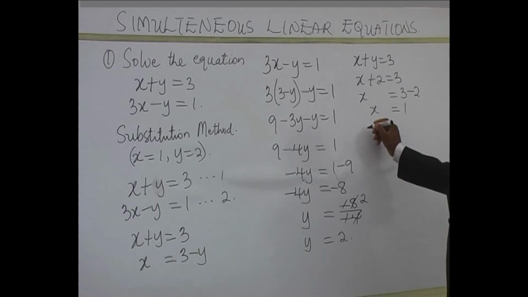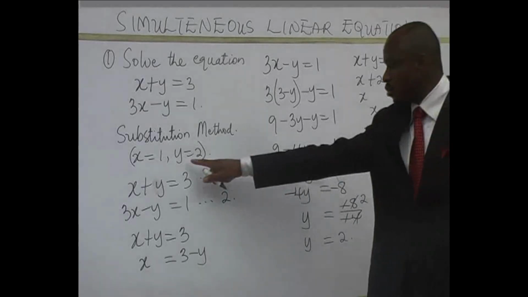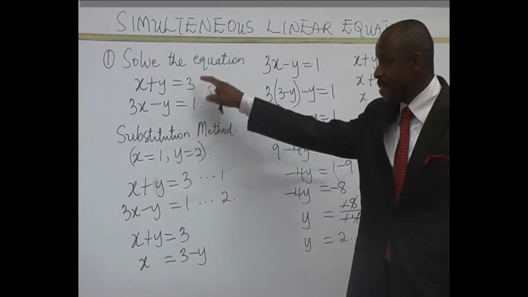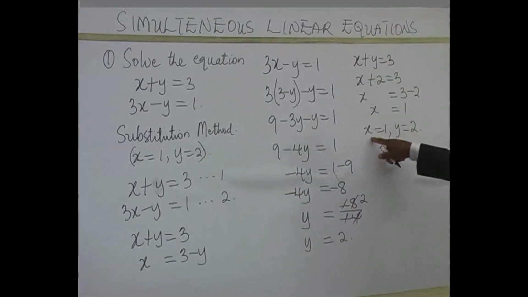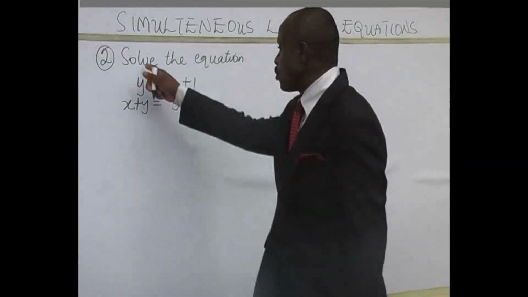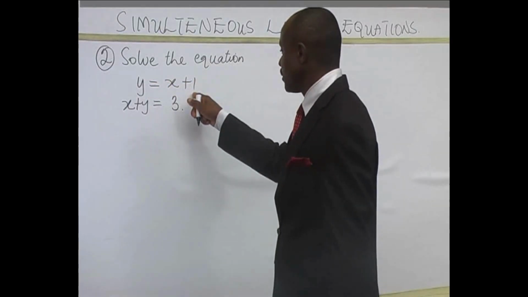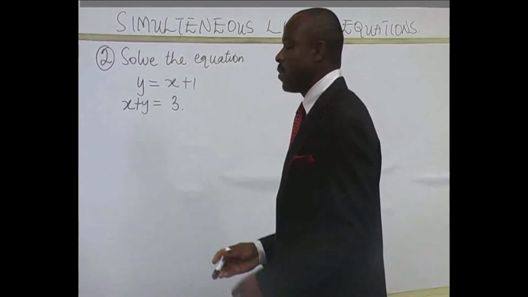That means the solution to that question is x is equal to 1, while y is equal to 2. And that was exactly what we got when we used the elimination method in solving the same equation. You can see that we have used the substitution method and we got the same answer, that x is equal to 1 and y is equal to 2. The question we have says that we should solve the equations y is equal to x plus 1 and x plus y is equal to 3.